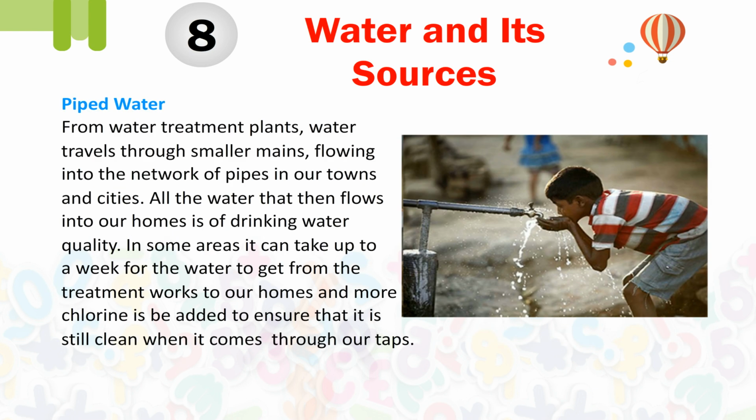Piped water. From water treatment plants, water travels through smaller mains, flowing into the network of pipes in our towns and cities. All the water that then flows into our homes is of drinking water quality. In some areas, it can take up to a week for the water to get from the treatment works to our homes, and more chlorine is added to ensure that it is still clean when it comes through our taps.